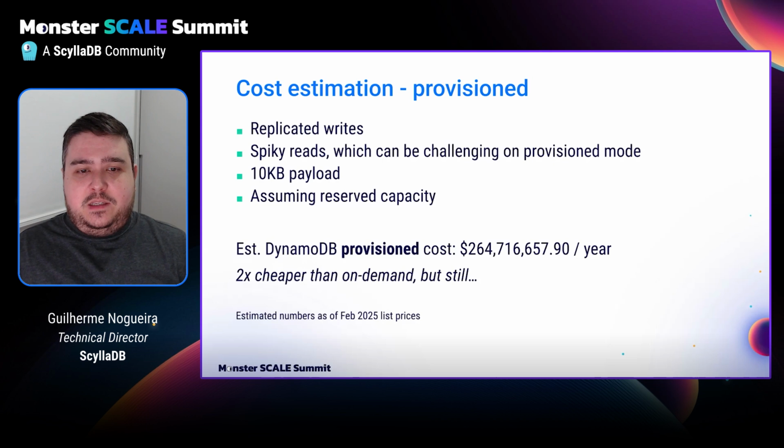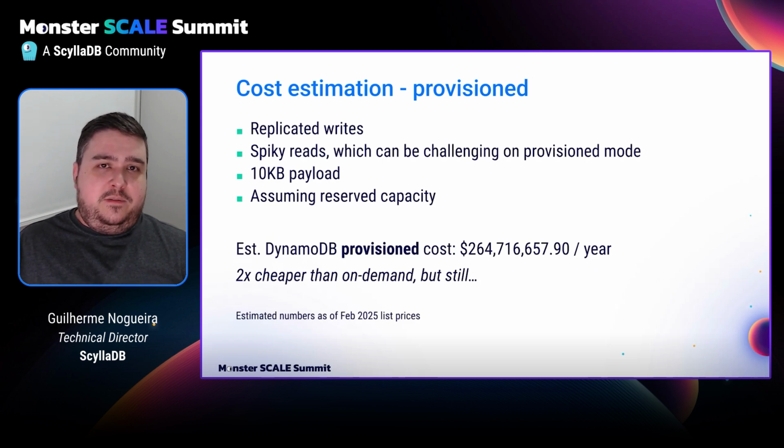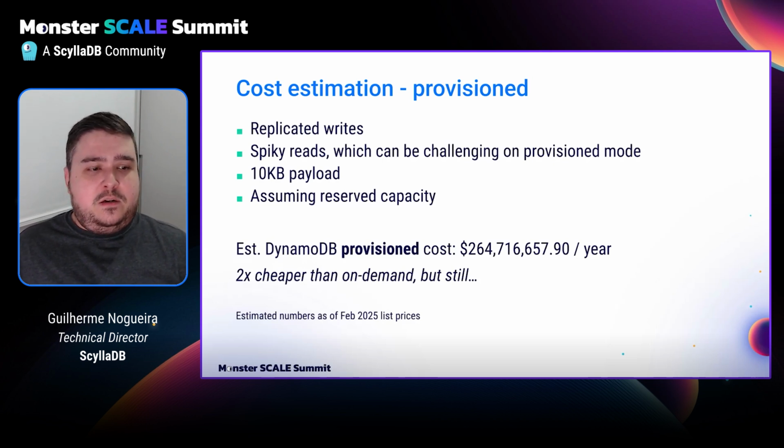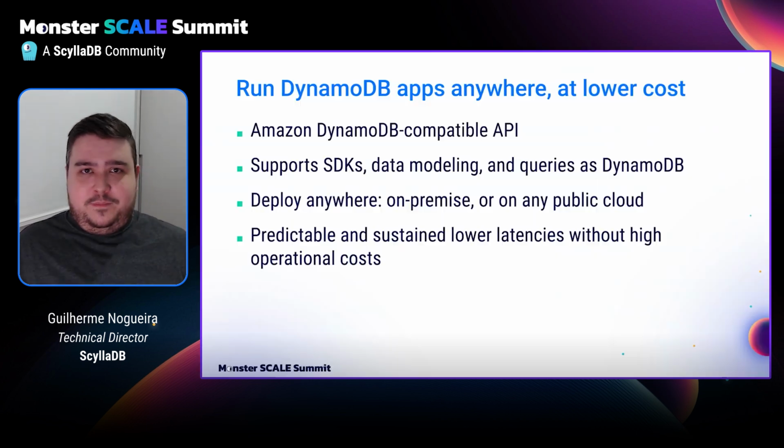And in this case, this is a little over $250 million a year, which is 2 times cheaper than on demand, but still that's the revenue of multiple small companies. So a streaming service cannot afford to invest all this money into a single database. So we discussed Scylla, we discussed DynamoDB and why users move, and what is the solution.